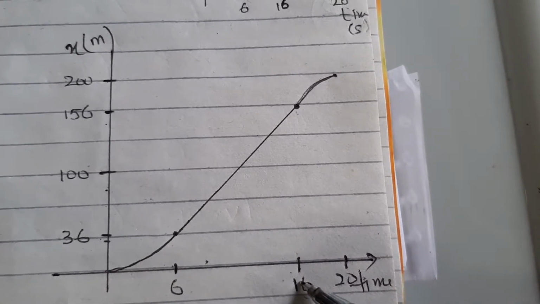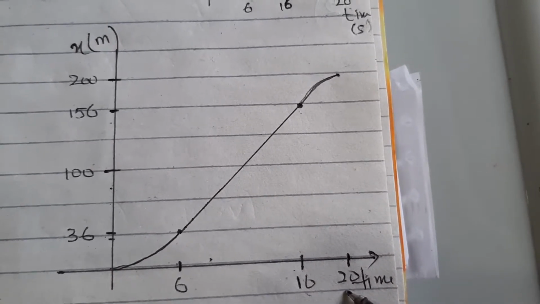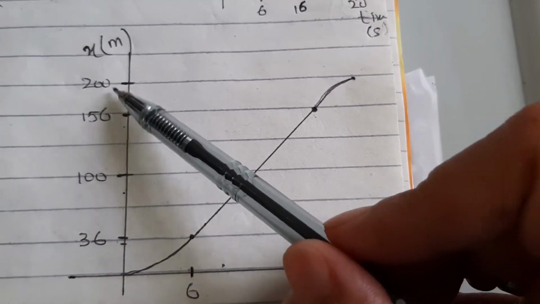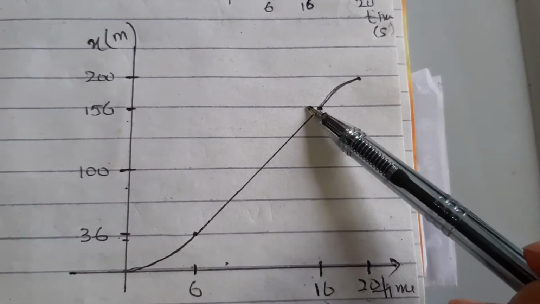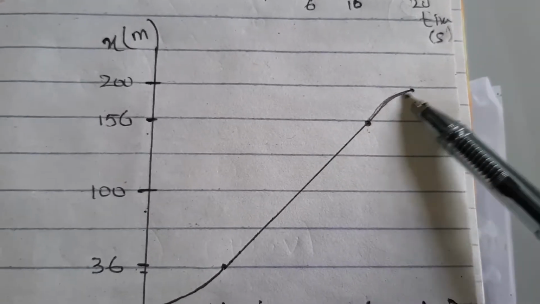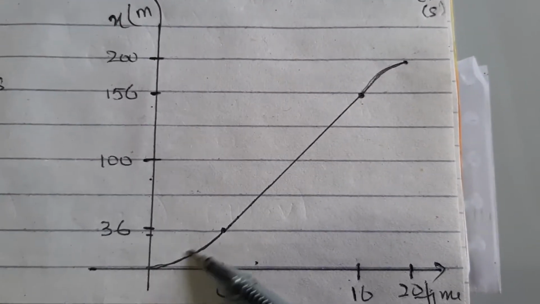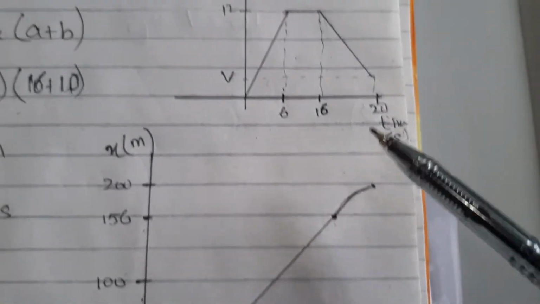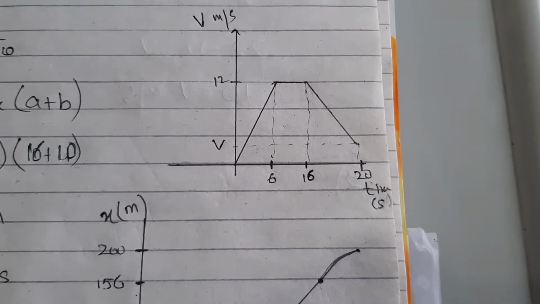And then from 16 to 20 seconds, it was covering 44 meter. So 156 plus 44 is 200. So I have shown this shape of the curve. So you see, going up, straight and then curve down. So this is how I have drawn it here.